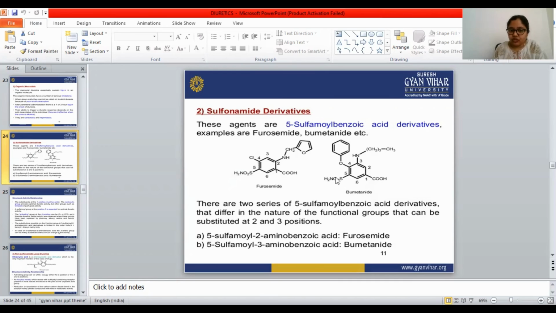In furosemide there is a 2-amino benzoic acid, and in bumetanide there is a 3-amino benzoic acid. So 5-sulfamoyl 2-aminobenzoic acid is furosemide, and 5-sulfamoyl 3-aminobenzoic acid is bumetanide.